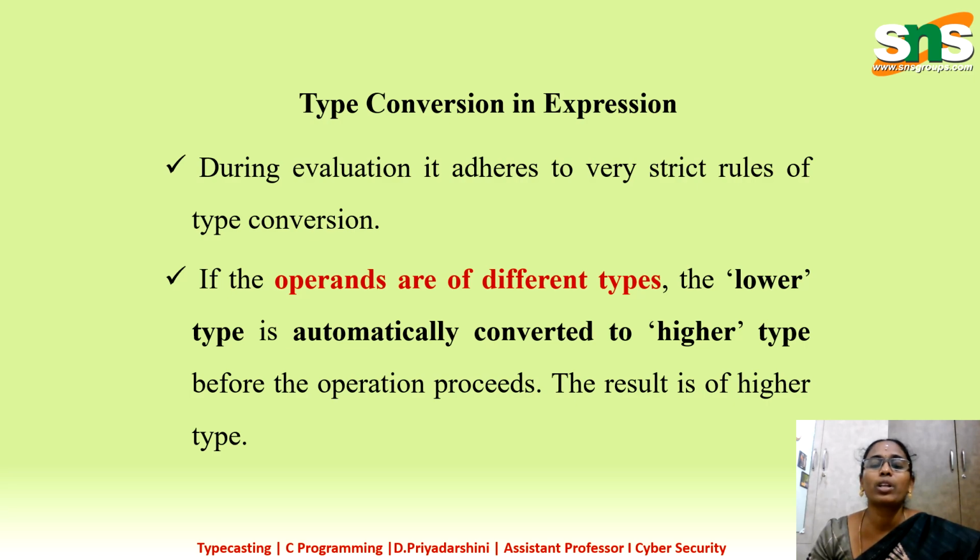During the evaluation, it adheres to very strict rules of type conversion. If the operands are of different types, the lower type is automatically converted to the higher type before the operation proceeds. The result is of the higher type. Whereas when a higher data type is converted to a lower one, it automatically removes the excess values.